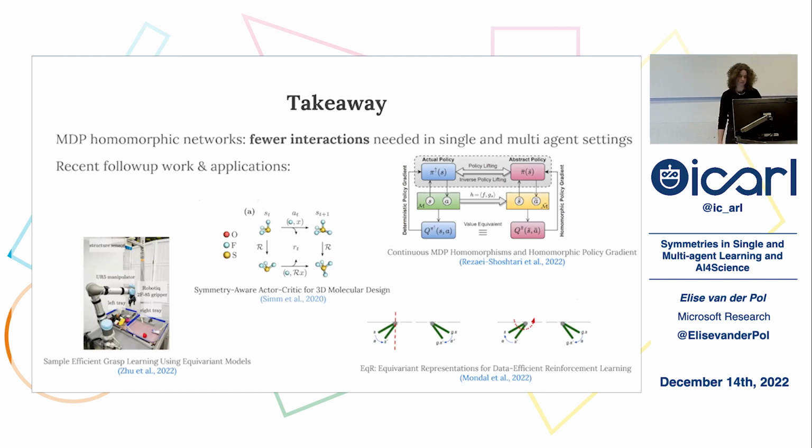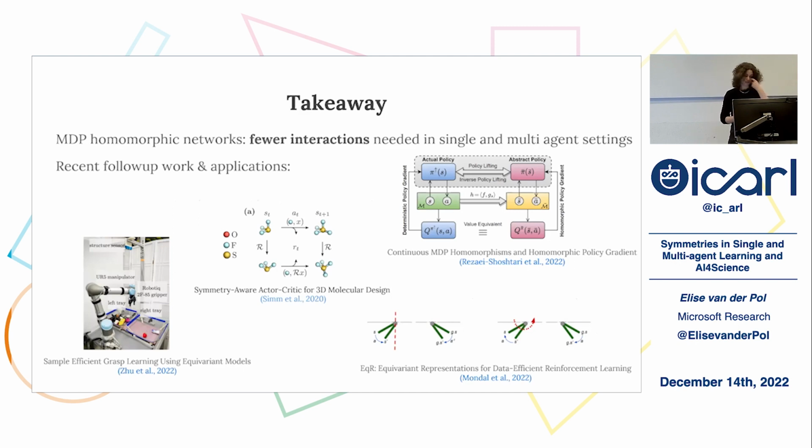So to end the part on the MDP homomorphisms, both in the single and multi-agent case, we need fewer interactions with the world to get good policies. And you don't just have to take my word for it, because other people have been doing very similar things and finding very similar results as well.